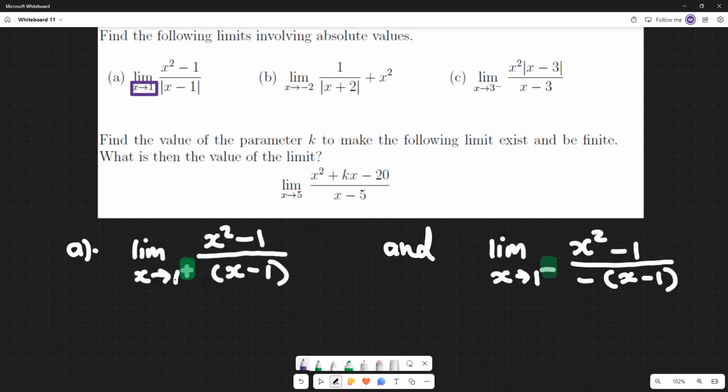The limit as x approaches 1 from the right, and the limit as x approaches 1 from the left. Remember that negative means from the left, positive means from the right. As we move from the right, we are coming from the positives, because whatever x value we put there will be bigger than 1, so this number will come out as positive. As you're moving from the right, the absolute value is also positive. As you're moving from the left, the absolute value becomes negative. That is very important to know.